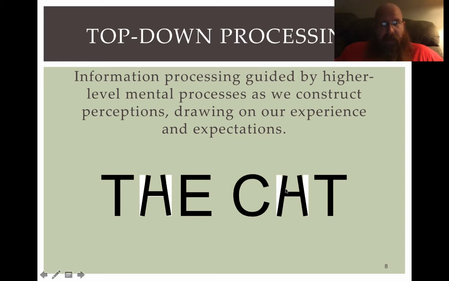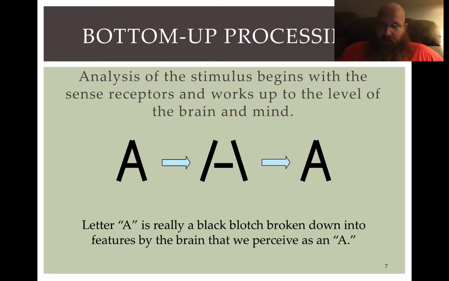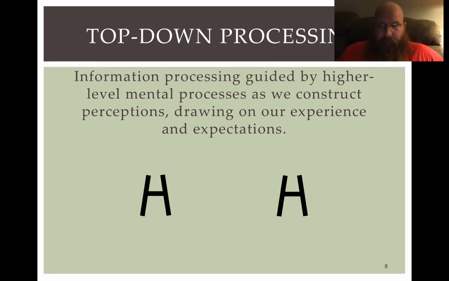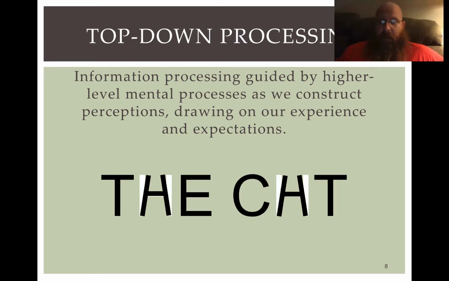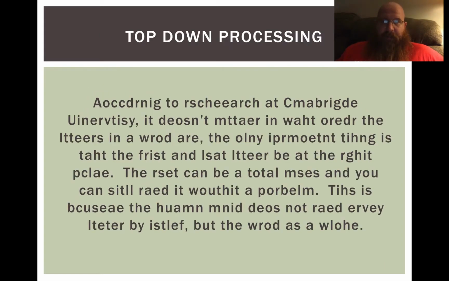All right, do you see what's going on here? They're the same shape, but because we're using our experience and the expectations, we read this as the cat, although these two are the exact same shape. See how that works? So this is top down. All right, bottom up, top down. Again, as you notice, they're both the same shape. We read them differently because of our experiences, and we've constructed our perceptions and expectations.